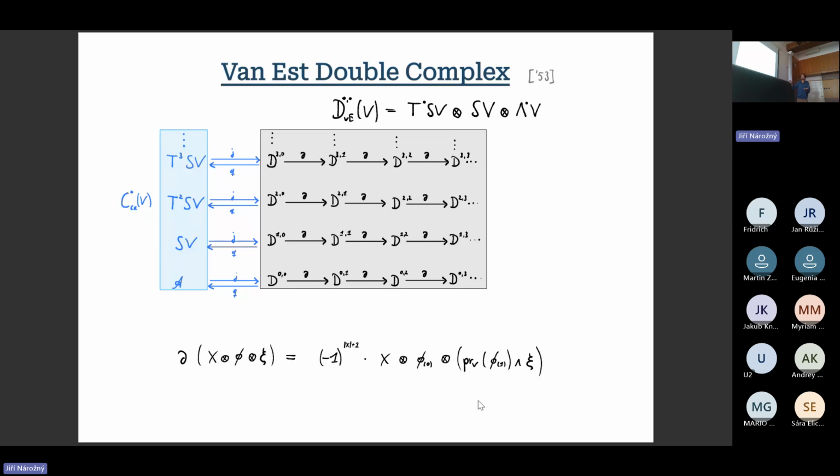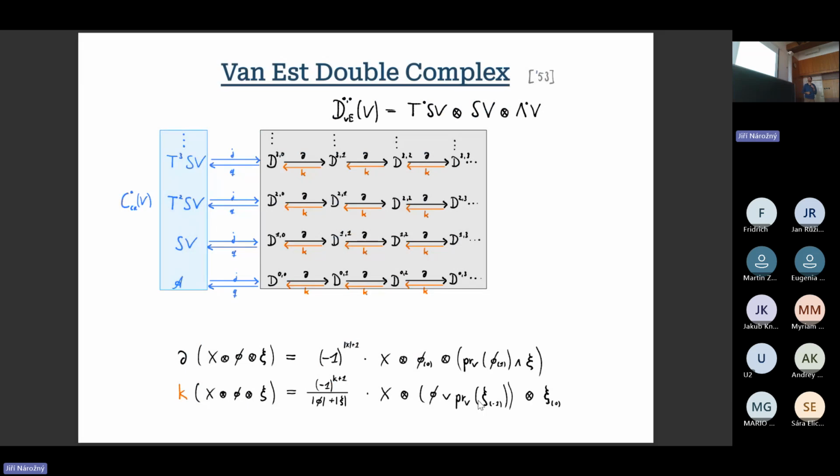Now, the question would be, can we compute the cohomology of these rows? And I say yes, this is really, really easy, and I actually can give you a homotopy to compute this cohomology. And what does the homotopy do?